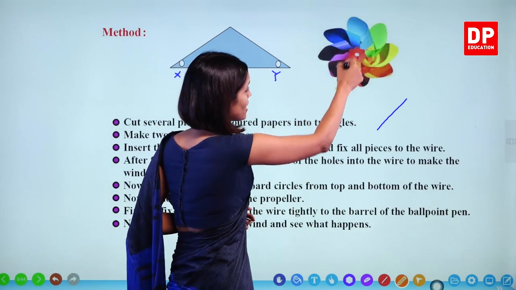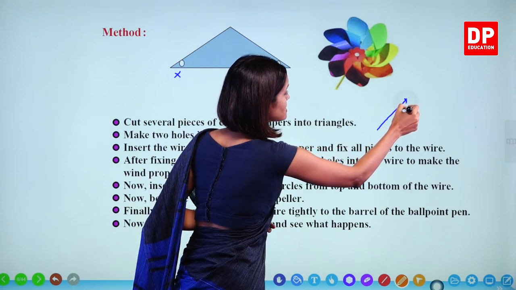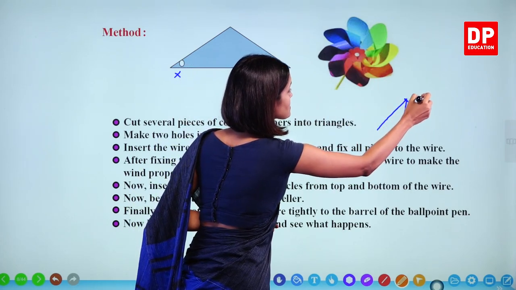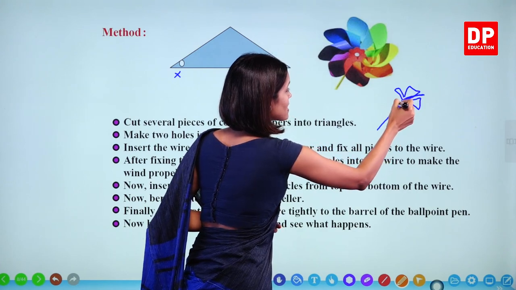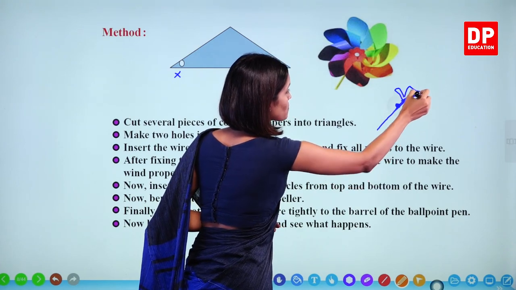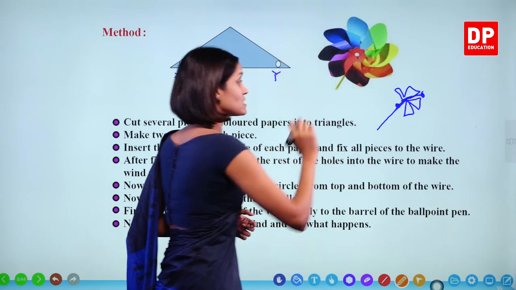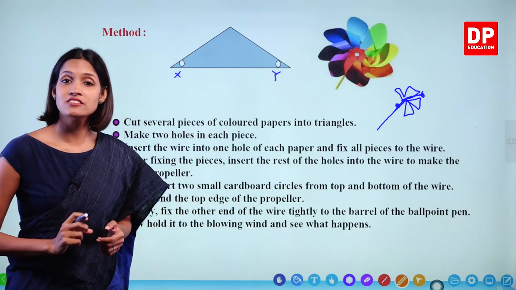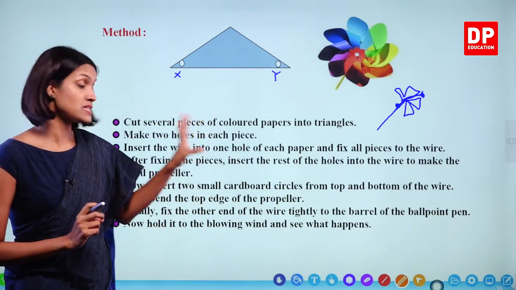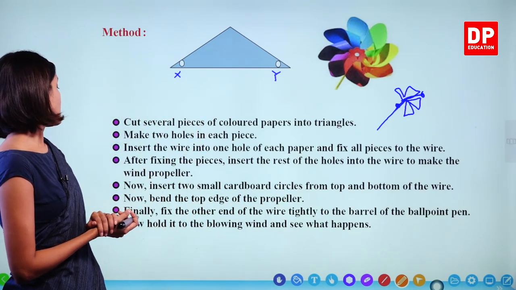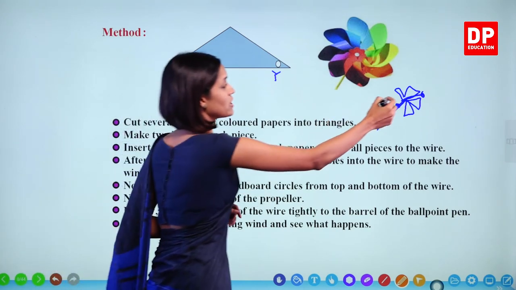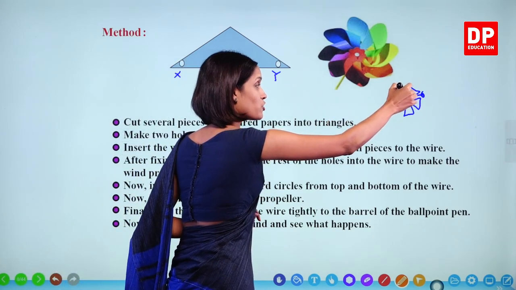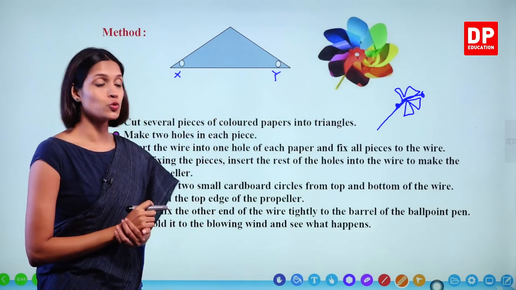Now, insert two small cardboard circles from the top and bottom of the wire. So, you have to make the propeller like this. You have to insert the triangles. It will look like this, like a flower. Right? So, if the wire is like this, from the top and the bottom, you have to insert the small pieces of cardboard, like cardboard circles. Okay? And now bend the top edge of the propeller. So you have to take this top edge and bend it to make a loop.